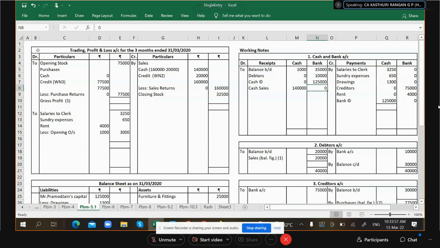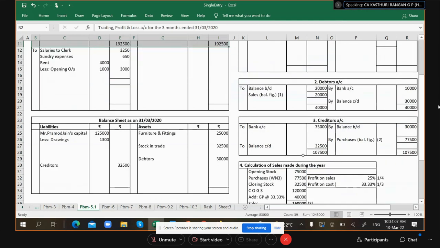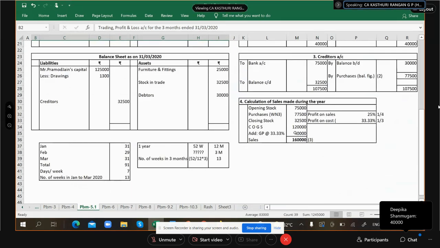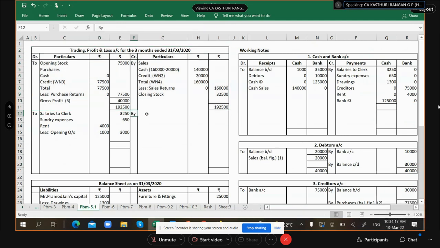Now, therefore, in the trading P&L account, we got the gross profit, correct? We got all information in trading P&L. What is the gross profit? 40,000. That's what we got here also, correct? So gross profit 40,000 should be transferred to the P&L account. Any other income, any other gain, any rent, nothing is given in the problem. Therefore, total gross profit is 40,000. That is the total income.